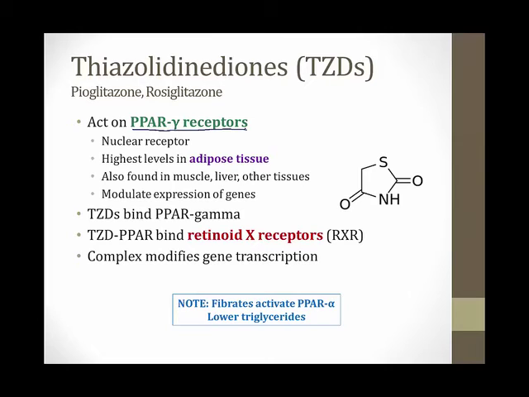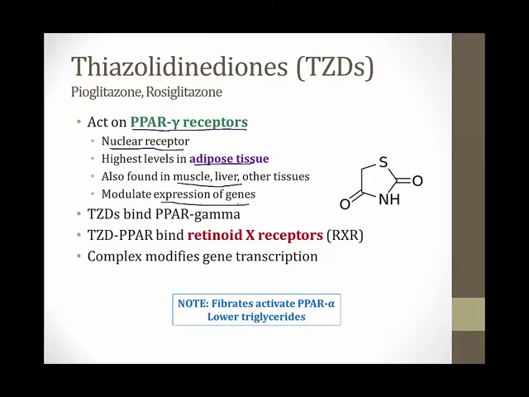PPAR stands for peroxisome proliferator activated receptor, and the PPAR gamma receptor is found in the nucleus of cells. The highest levels are in adipose tissue, although you can also find these receptors in muscle, liver, and other tissues, and they modify the expression of a number of genes.